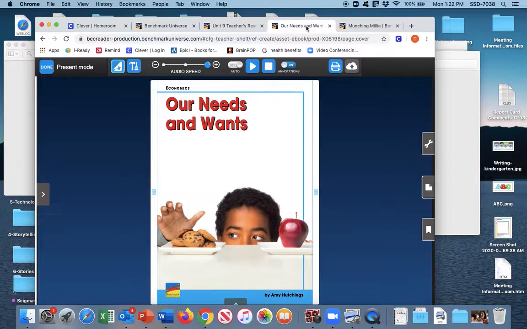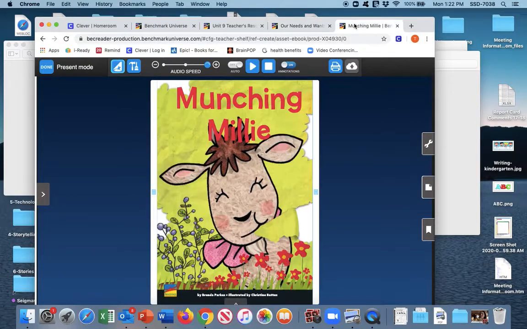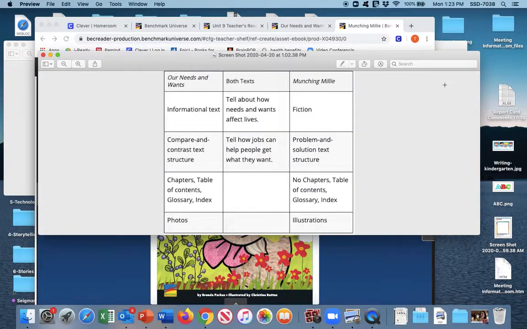We read about how in needs and wants, how it affects our lives. In Munching Millie, we read about how Millie's needs and wants affected other people's lives. So since we found this same idea in both texts, we can write that in the middle of the column on our chart, which is right here. So we can see here that both texts tell about how needs and wants affect our lives.